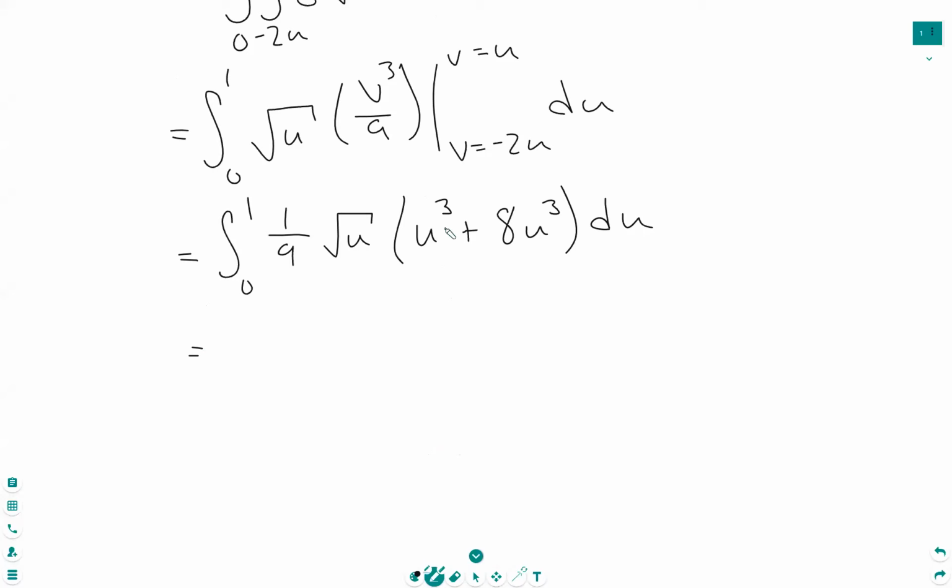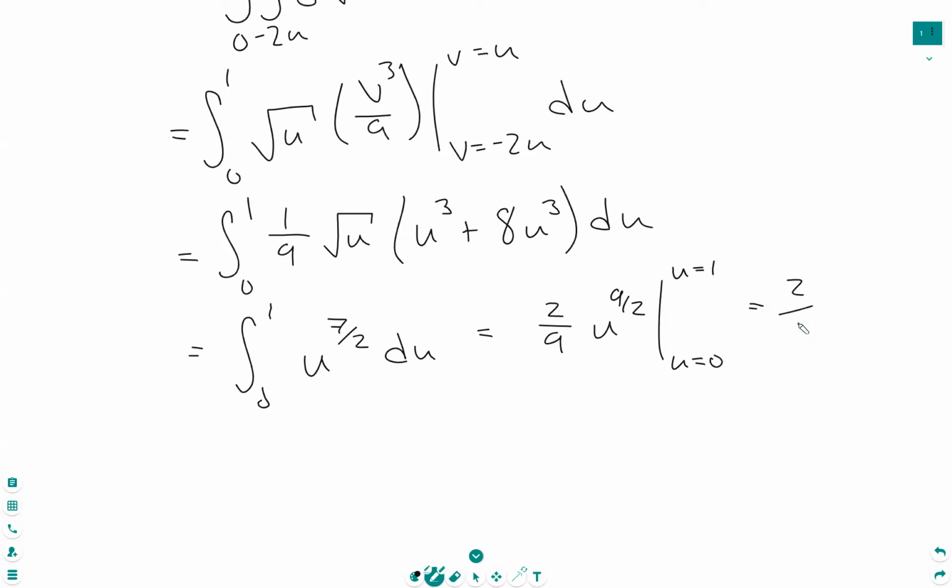So we get a 9 from here. This is 9u cubed. We have a 9th out here. Those end up canceling. So we have the integral from 0 to 1 of u to the 7/2 power, right? Because we get a cubed here, and then we get a 1/2 power here. So we can write this as 2/9 u to the 9/2 evaluated at u equals 0 and u equals 1, which just gives us 2/9.